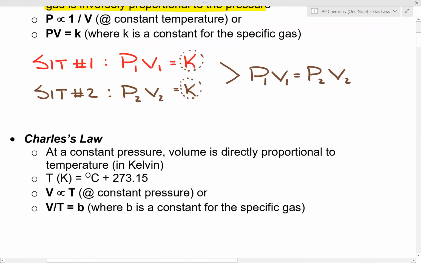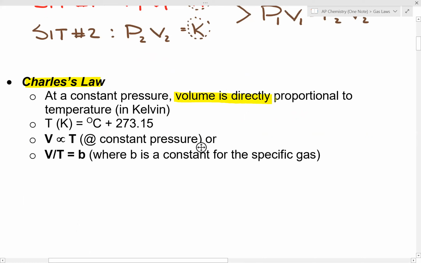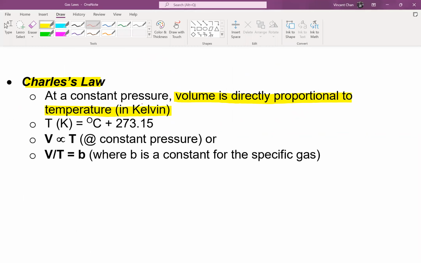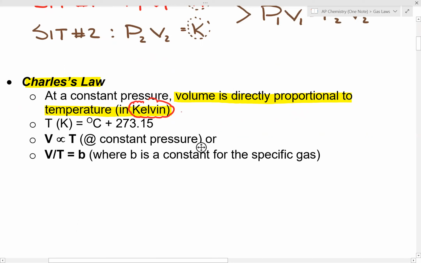Now, another law is Charles' law. It says at a constant pressure, volume is directly proportional to temperature in Kelvin. Now, the key word here is Kelvin. This is key. In gas laws, the temperature is always in Kelvin. And recall, for temperature in Kelvin, you take the degrees Celsius plus 273.15. So volume is directly proportional to temperature at a constant pressure.